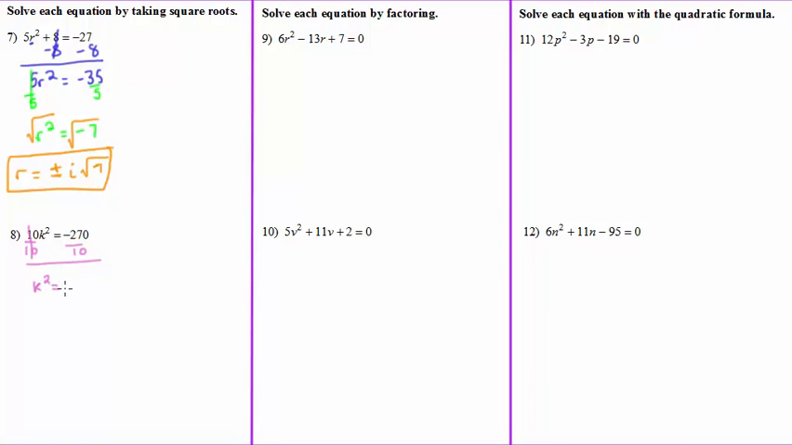So at first it looks like this one is a little bit shorter. I square root both sides, and I get k equals, now this is where it ends up not quite being as short as you might think. I can simplify 27 because it's 3 and 9. 9 is 3 and 3.